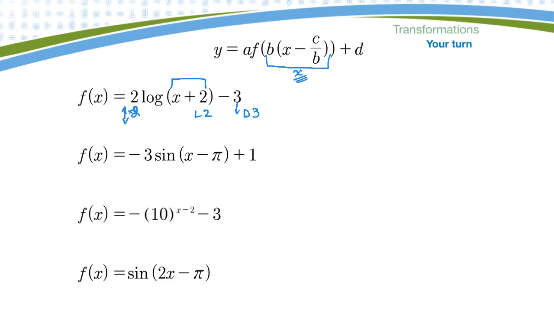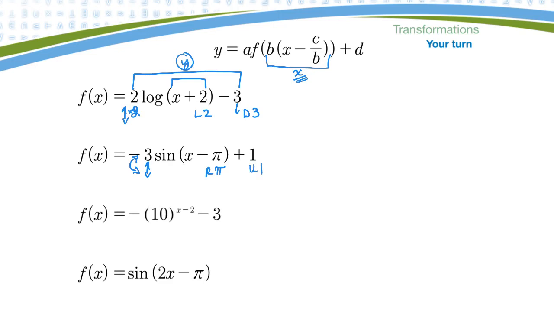So the things in the brackets affect x. And the things outside the brackets, those guys, they affect y values. Okay, let's look at the next one. Inside the brackets, this thing would get moved right by pi. This thing here would be horizontally stretched by a factor of 3. And this one, it would be flipped over the x-axis. And then it would be moved up 1.